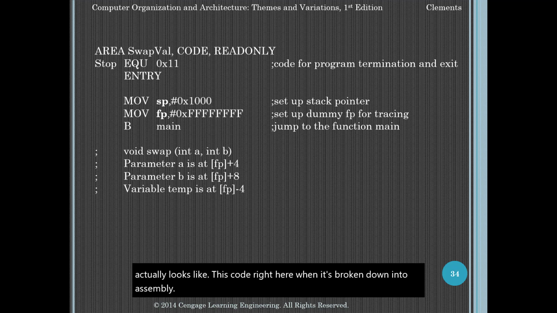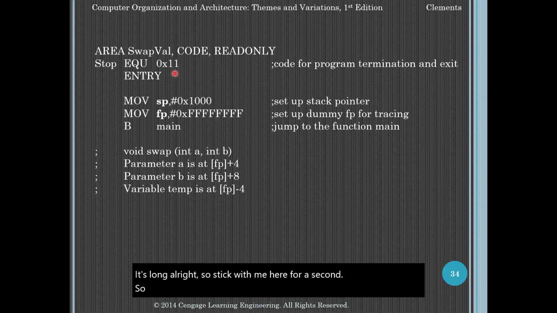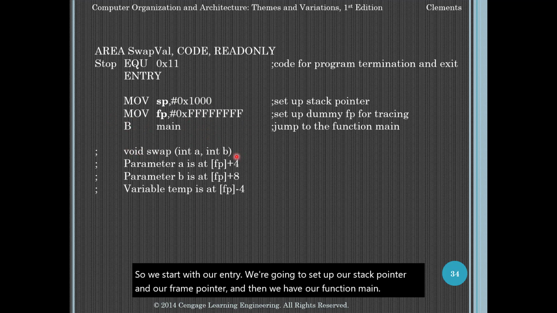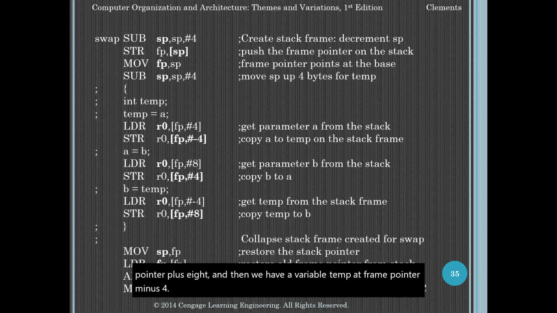It's long, all right? So stick with me here for a second. So we start with our entry. We're going to set up our stack pointer and our frame pointer, and then we have our function main. Here's our swap with our parameters. Parameter A is at frame pointer plus 4. Parameter B is at frame pointer plus 8. And then we have a variable temp at frame pointer minus 4.